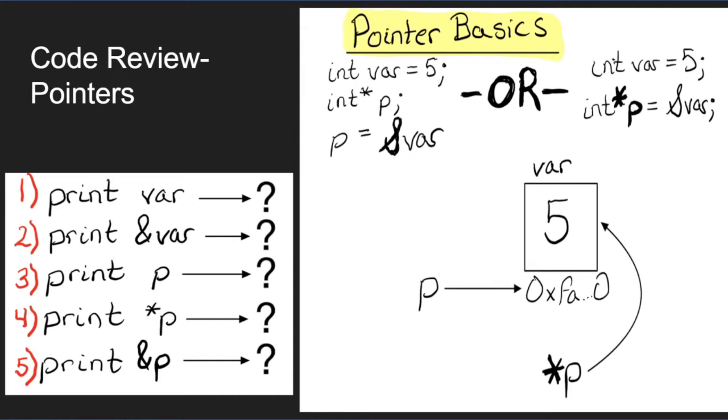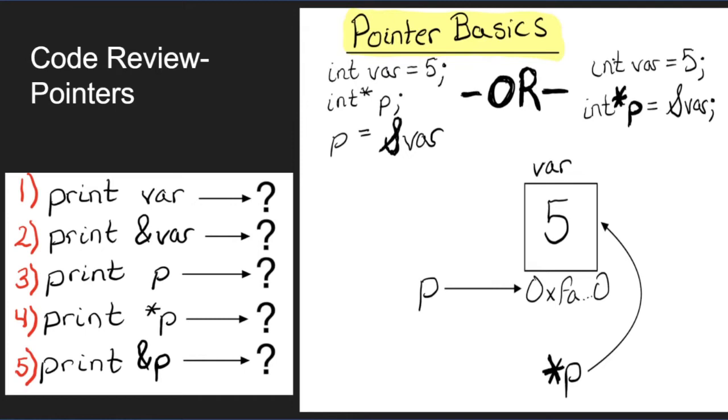Okay, so we have a little code snippet: int var equals 5, then you're creating an integer pointer called p. You give it the value of var using the address-of operator. And there's two ways you can do it. You can either do it split up like that, or on the right hand side, you can just shove it into one little statement.